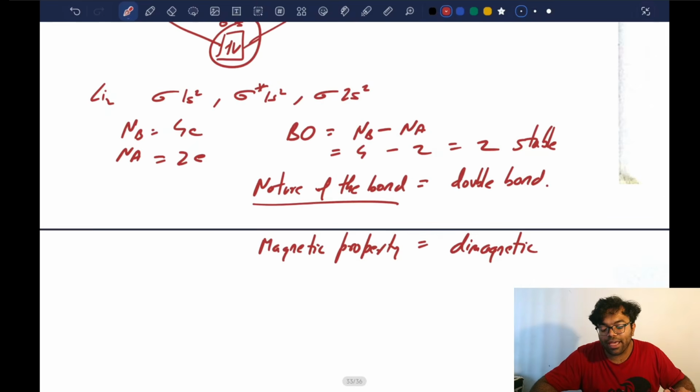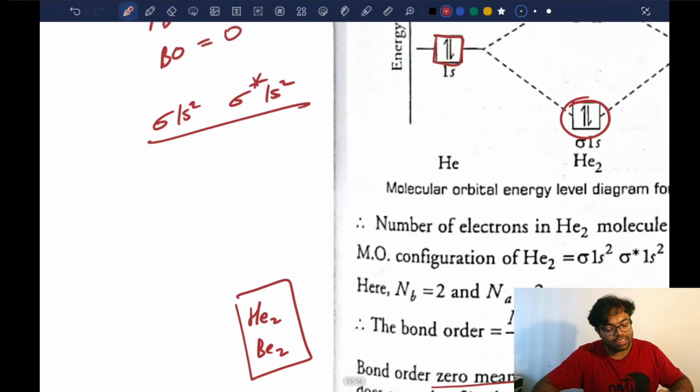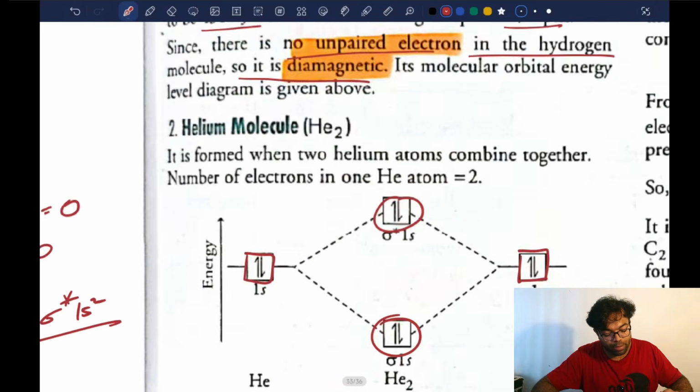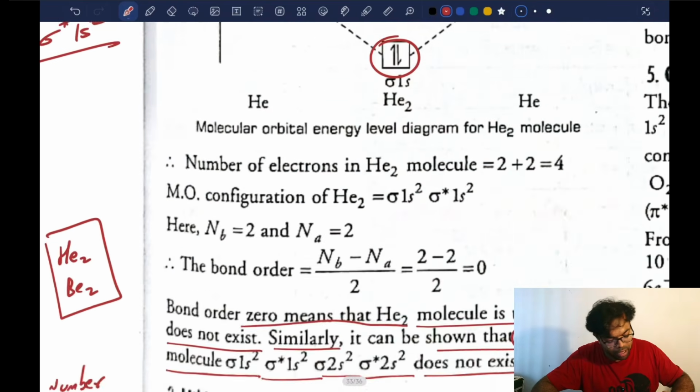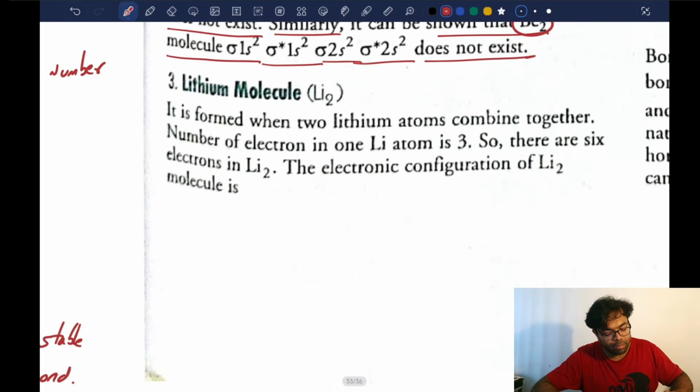I would really like you to remember the bond enthalpy and the bond length of hydrogen. The rest you don't have to remember. The bond length of hydrogen is 74 picometers. The bond enthalpy is 438 kilojoules per mole. But for the rest, you don't have to remember them.